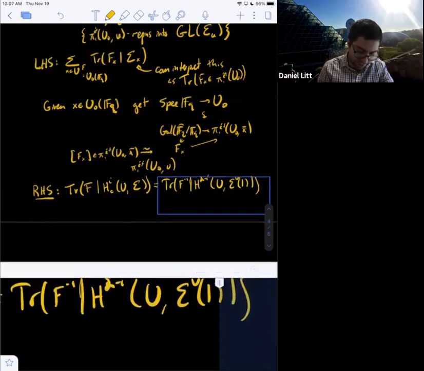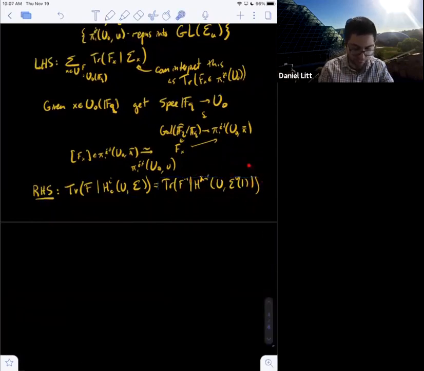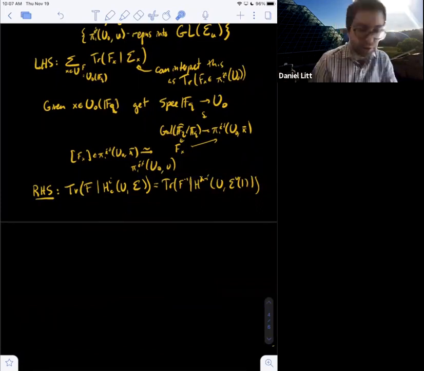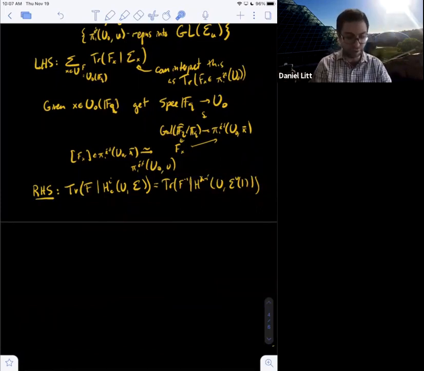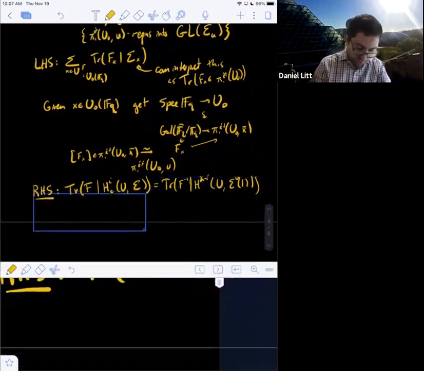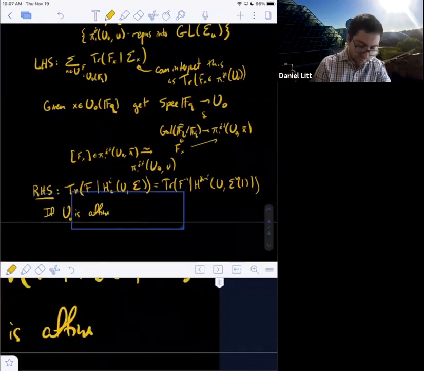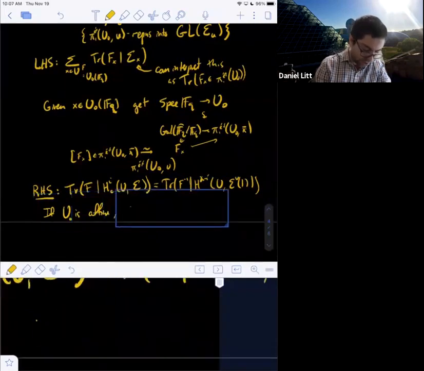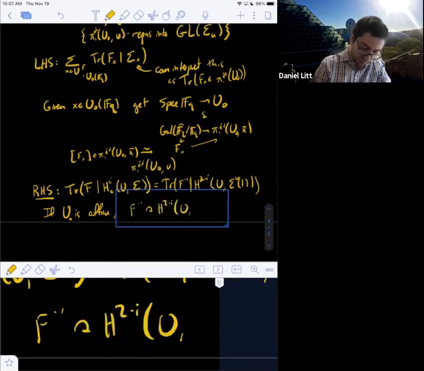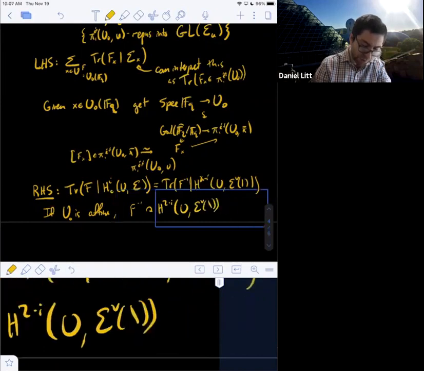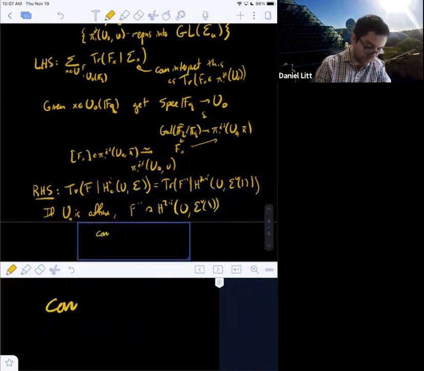So here, I claim, this is also a group theoretic invariant in the case of a curve, as long as the curve is not P1. So as long as U is affine, my claim is that this action on H^(2-i) of U with coefficients in E dual of 1 can be interpreted group theoretically.